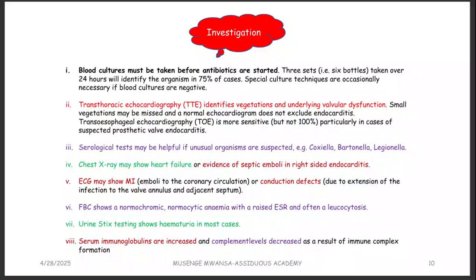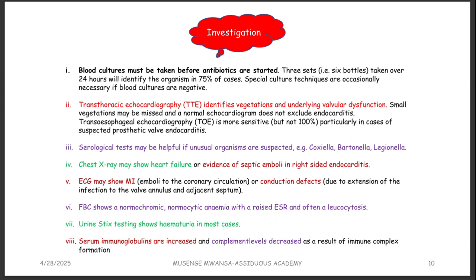So the investigations that you do: you want to confirm your diagnosis from the history. You are going to collect blood cultures. You are supposed to take blood cultures before you start antibiotics. So collect the 3 sets. You can do a transthoracic echocardiogram or the transesophageal to look for these abscesses and the masses on the valves. You can also do serological tests, which can be helpful in identifying the organism, for example the unusual organisms, Coxiella burnetii, Bartonella, Legionella. You can also do a chest X-ray. It will show heart failure features or evidence of septic emboli, for someone that has got right-sided endocarditis.